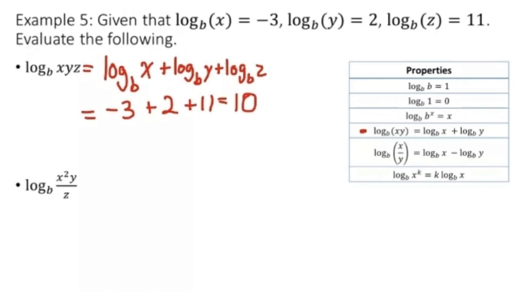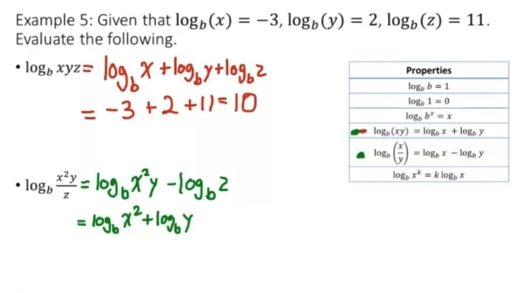And the same thing goes for the second example, log base b of x squared y all over z. First, we'll start off by expanding the log. The first property we would use is the quotient rule, since we see division. In the first log, we'll use the product rule, and the first log would expand to log base b of x squared plus log base b of y.